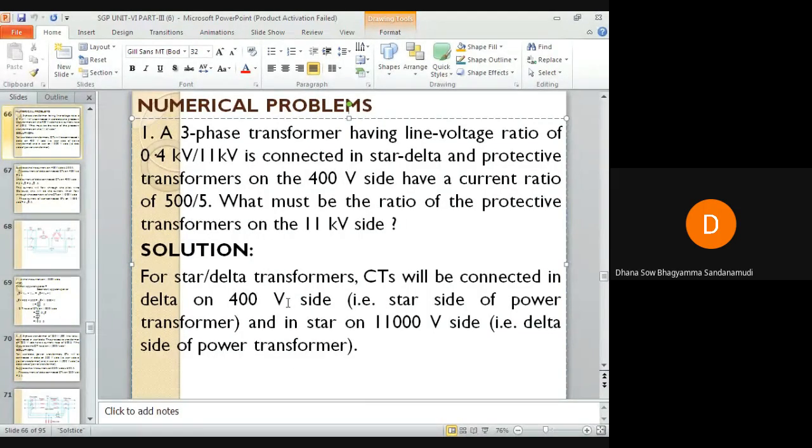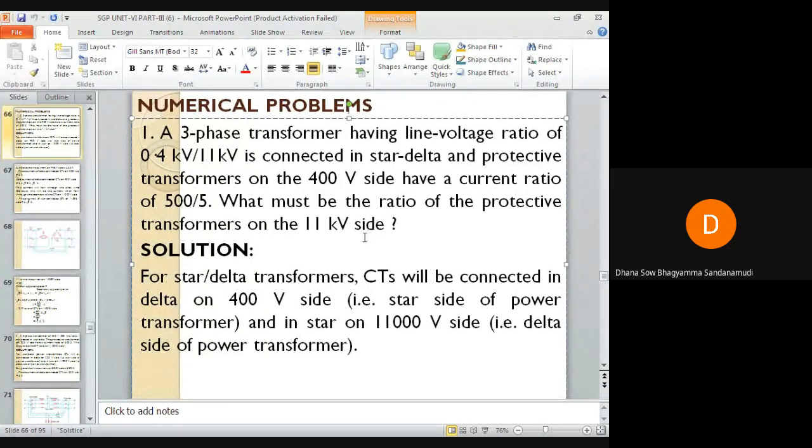Let us solve some problems on the protection. So the first problem is a three-phase transformer having line voltage ratio of 0.4 kilovolts by 11 kilovolts, connected in star delta, and protective transformers on the 400 volt side have a current ratio of 500 by 5. So what must be the ratio of protective transformers on the 11 kV side?